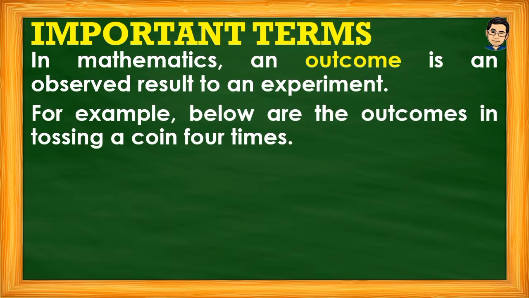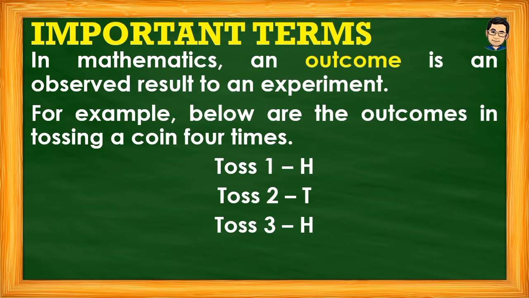For example, below are the outcomes in tossing a coin 4 times. So, syempre, kapag yung coin, tinoss natin siya 4 times, may mga outcomes po tayong makikita. So, yung outcome sa coin is dalawa lang naman. It's either a tail or a head. Okay, so, head or tail, H or T lang. On the first toss, yung outcome natin is head, H. And then on the second toss, we have tail. Okay. And then on the third toss, we have head again. And then on the fourth and last toss, we have head.